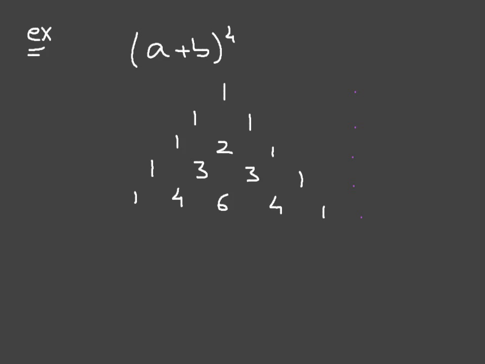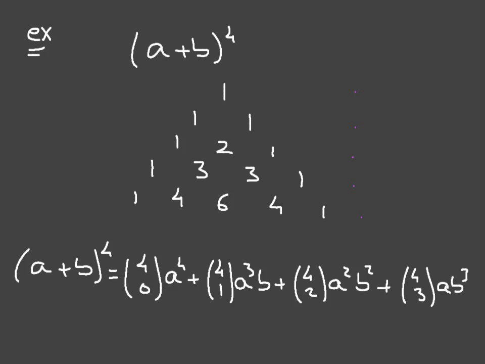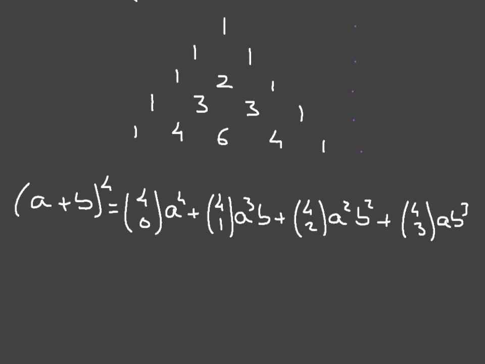Now, one thing that we've learned is that a plus b to the power of 4 is equal to the binomial coefficient 4, 0 times a to the power of 4 plus the binomial coefficient 4, 1 times a cubed times b plus the binomial coefficient 4, 2 times a squared b squared plus the binomial coefficient 4, 3 times a b cubed, and I'll just write it under that because I'm running out of space here, plus the last term, binomial coefficient 4, 4 times b to the power of 4.